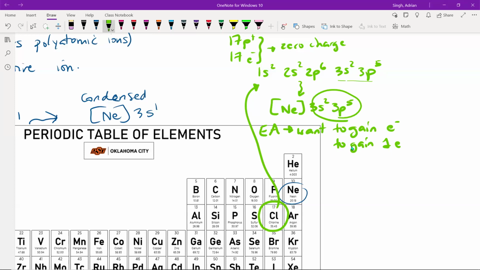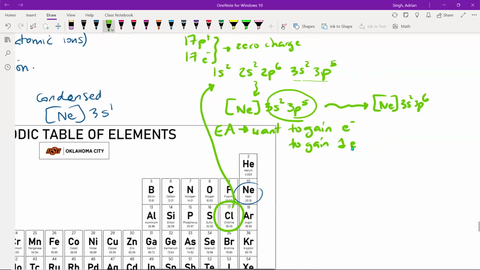So if we now gain that one electron, we start with the same electron configuration as before. Now we add that one extra electron, that's going to go into the 3p to completely fill it. We end up with 3s2, 3p6. So now we've added an electron. Now it's got 18 electrons. It still has 17 protons. So if we compare these two, we have an excess of one minus charge. So we end up forming a Cl minus anion.